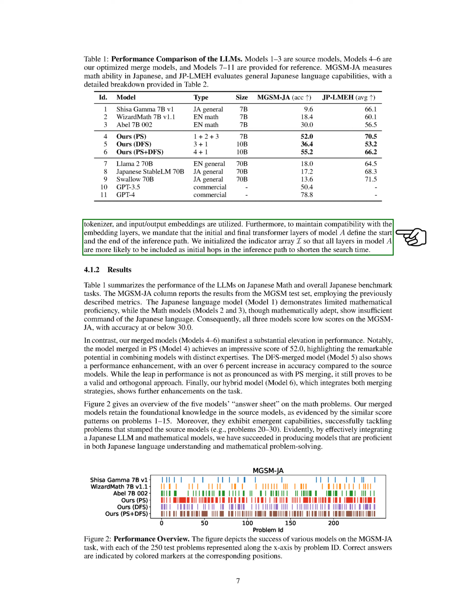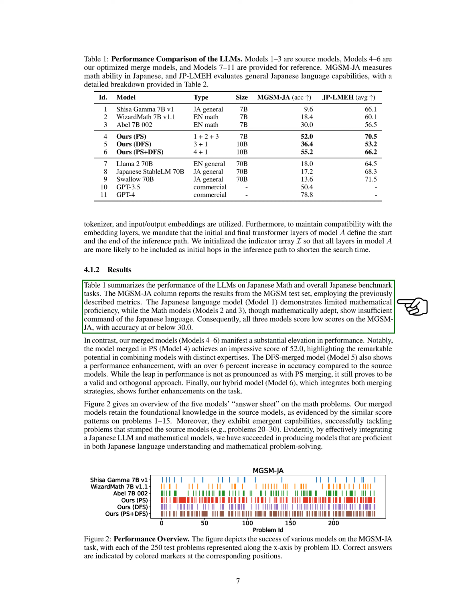Section: Results. In this section, we present the results of our study on the performance of language and math models, LLMs, on Japanese math and overall Japanese tasks. The table summarizes how different models performed on these tasks. We observed that while the Japanese language model, Model 1, struggled with math, the math models, Models 2 and 3, had difficulty with the Japanese language. As a result, all three models scored poorly on the tests, with accuracy levels around or below 30.0.